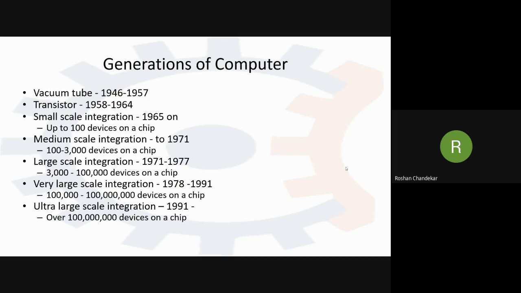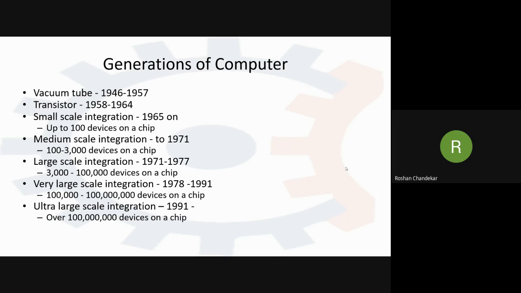Then the generations of computers. Vacuum tube computers were used from 1946 to 1957, those 10 to 11 years. Later on, the vacuum tube was replaced by the transistor, from 1958 to 1964. In that range, computers were built using transistors.